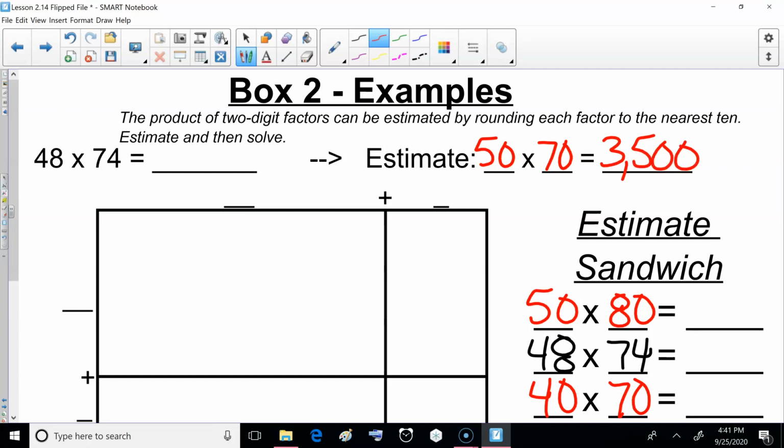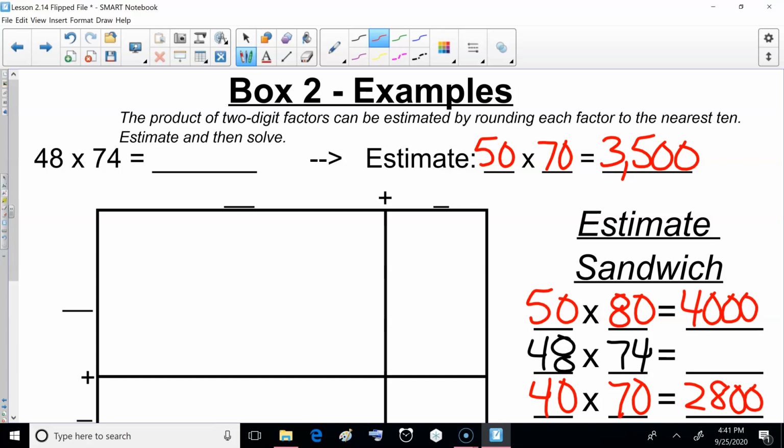3,500. So we look at our top two numbers. 50 times 80 is 4,000. And 40 times 70 is 2,800. So notice those are a pretty big range. Our estimate that's a little bit closer puts us in the middle. So let's see where our answer falls.